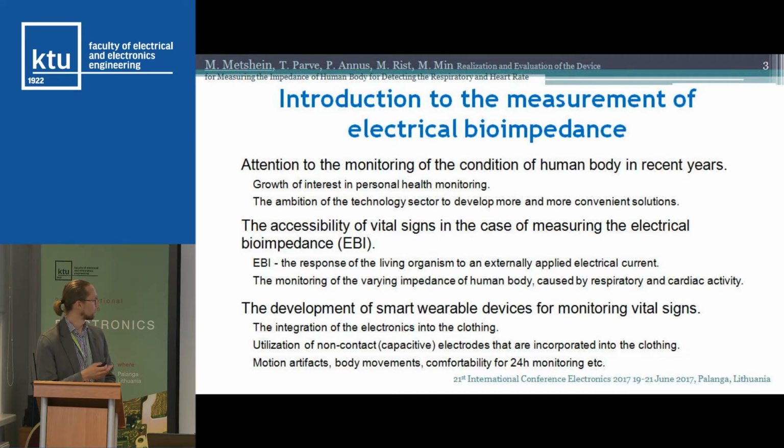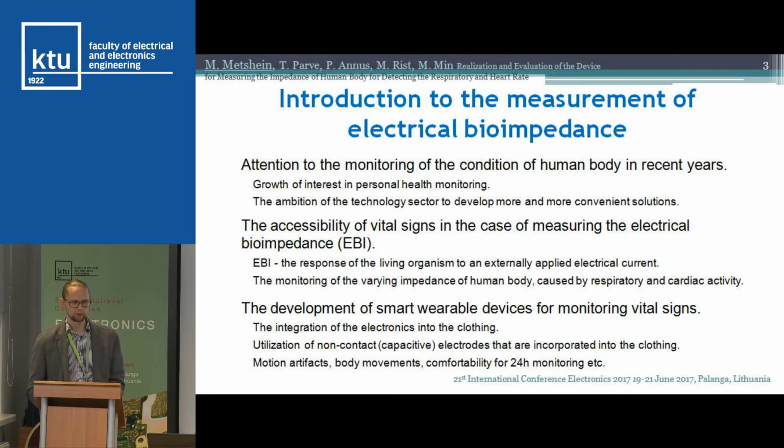Electrical bioimpedance, or EBI, is a tool that is used to describe the properties of biological organisms. It is done in a way that an electrical stimulation is applied to the object and its response is monitored. The fact that the processes of breathing and heart beating are variable makes it possible to follow the inhalation and exhalation and pulsating blood in the organism.